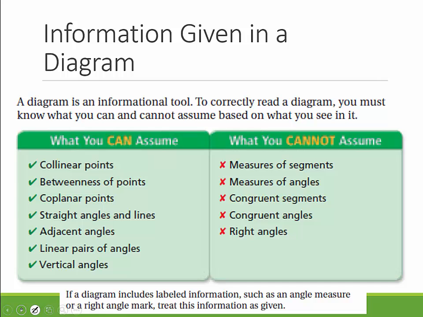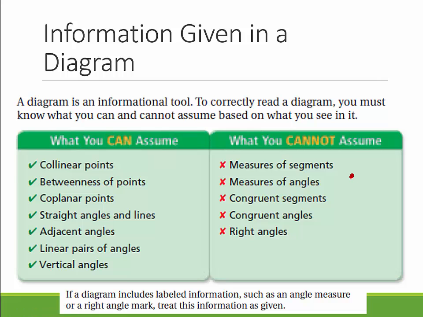So in a diagram, a lot of these problems you're either going to be given a diagram or you can make a diagram. But you need to be able to correctly read it. You must know what you can and cannot assume based on what you see in it. So you can assume collinear points, betweenness of points, like this point is between these other 2 points, coplanar points, straight angles and lines, adjacent angles, linear pairs, and vertical angles. You cannot assume a measure of a segment or a measure of an angle.